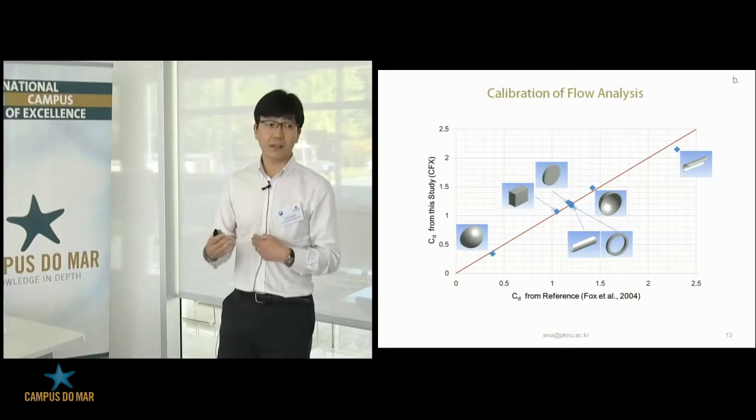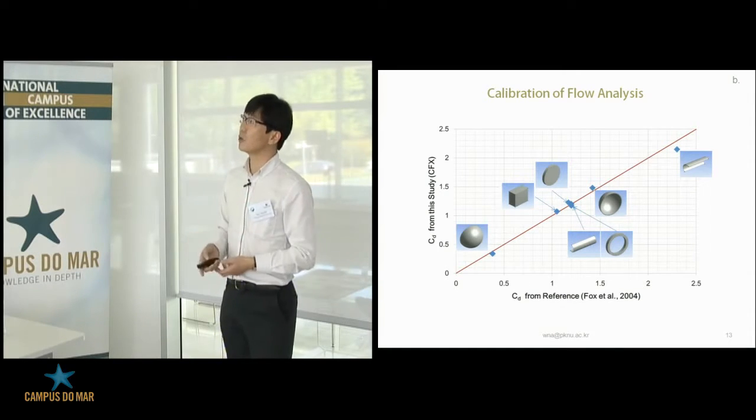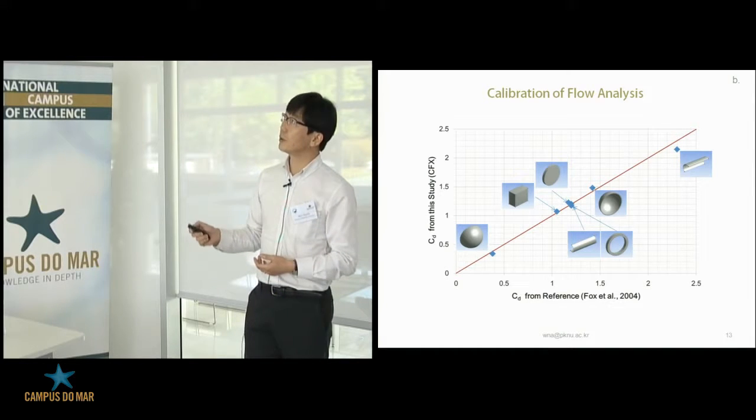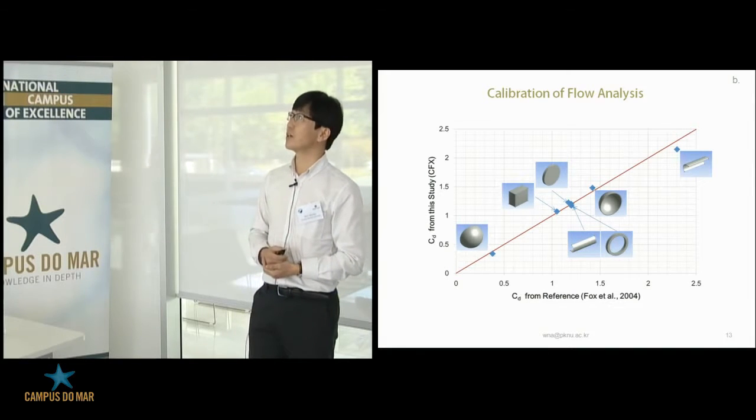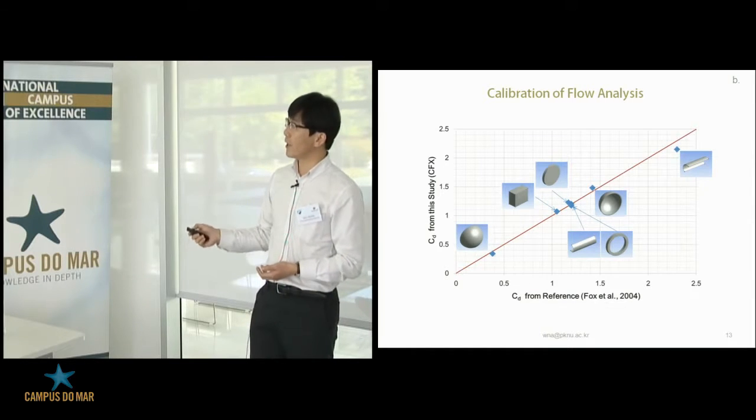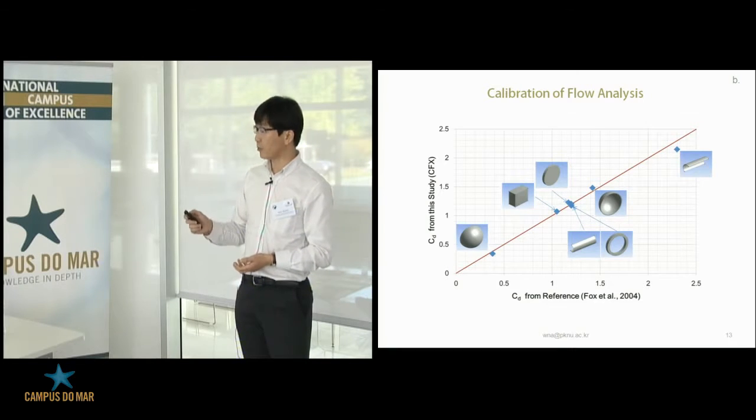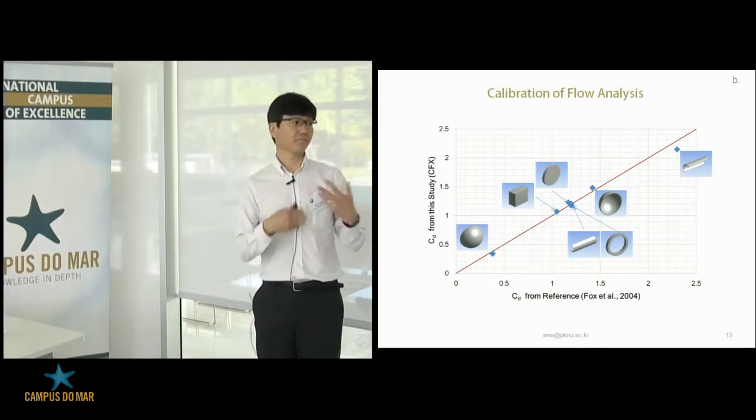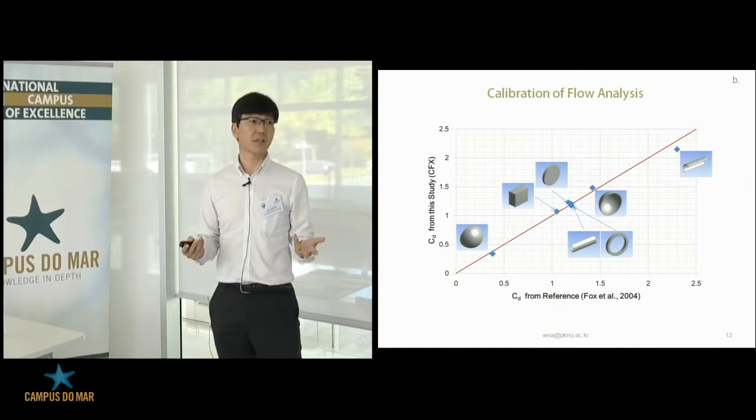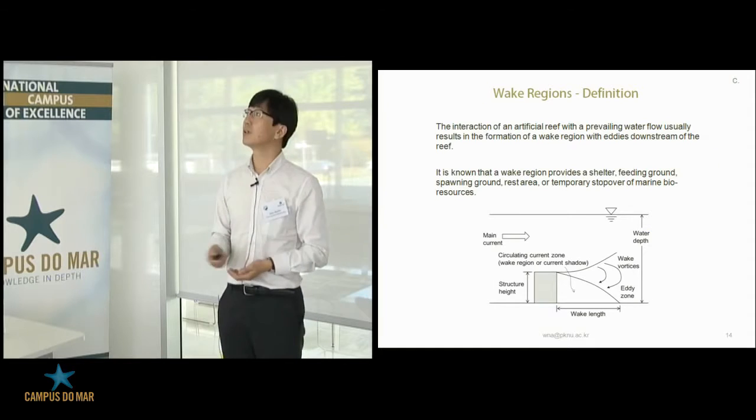Before calculating the characteristics, we calibrated our flow analysis schemes. So the horizontal axis is the CD values from reference, and these are our CD values from our study. We compared them together, and the tolerance is within 10%. So we thought our numeric scheme is pretty reasonable.